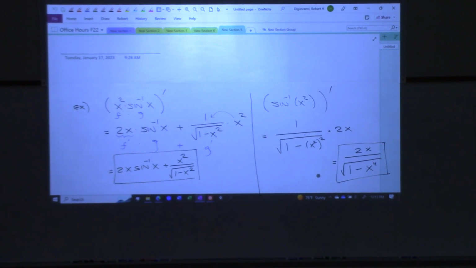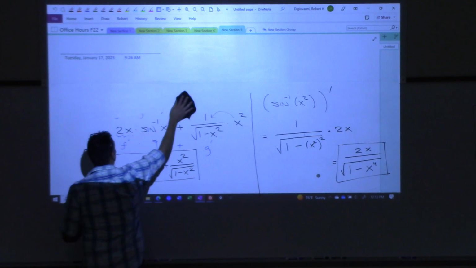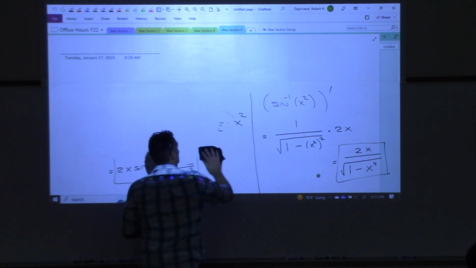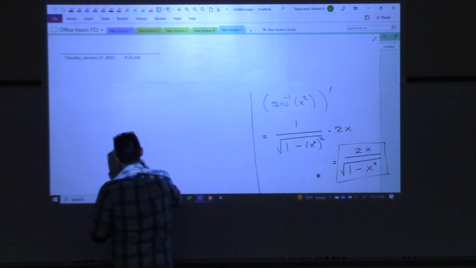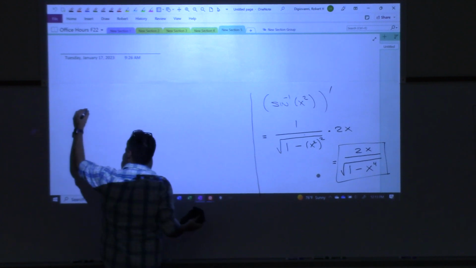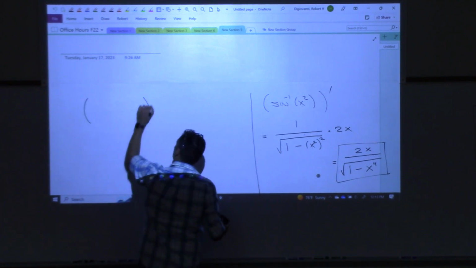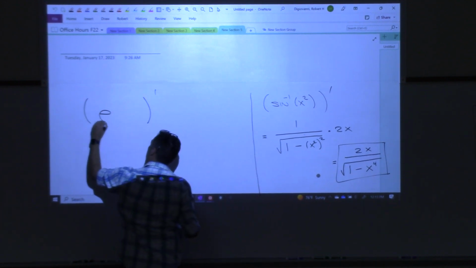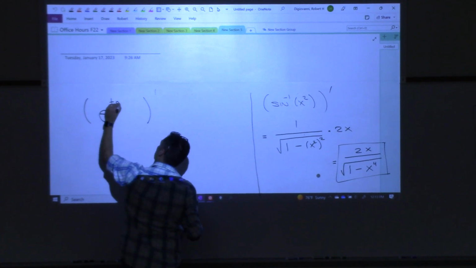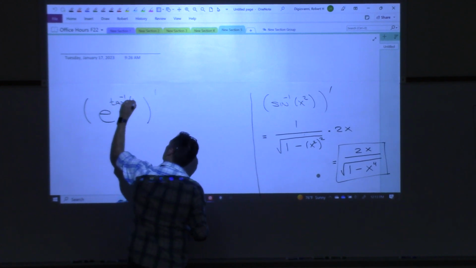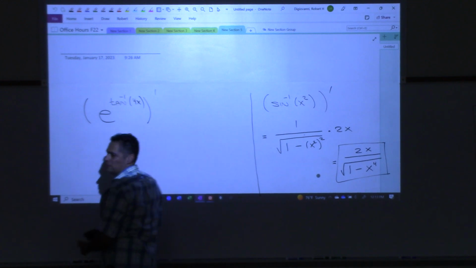Let's do another one. Take the derivative of e to the tangent inverse of 4x.